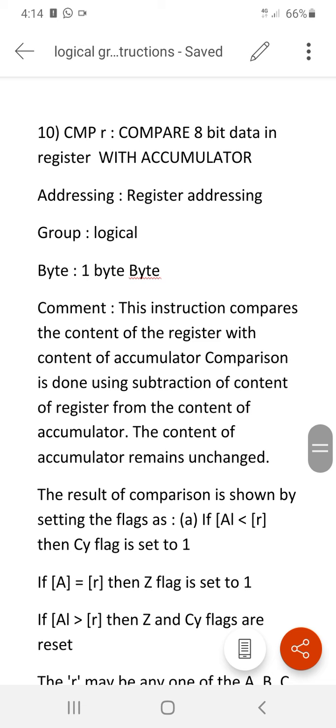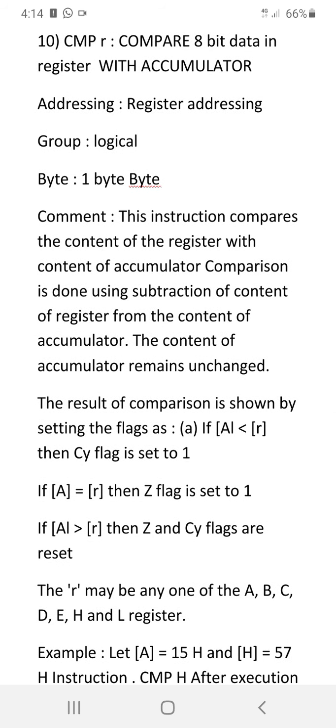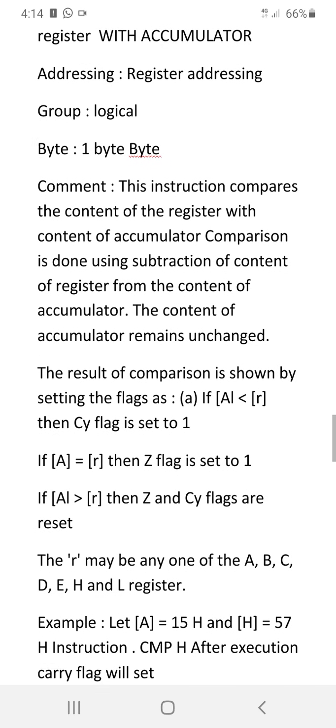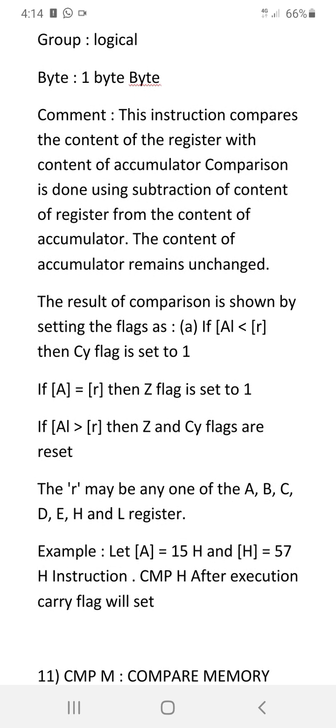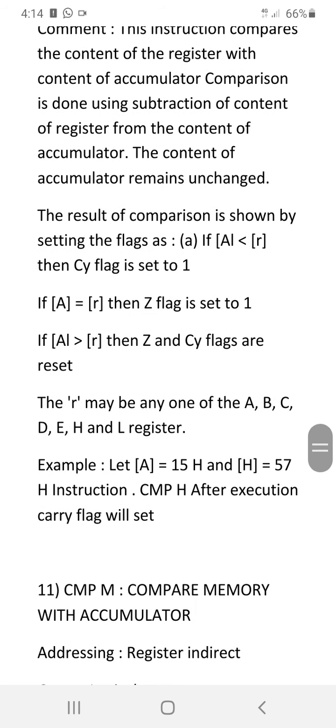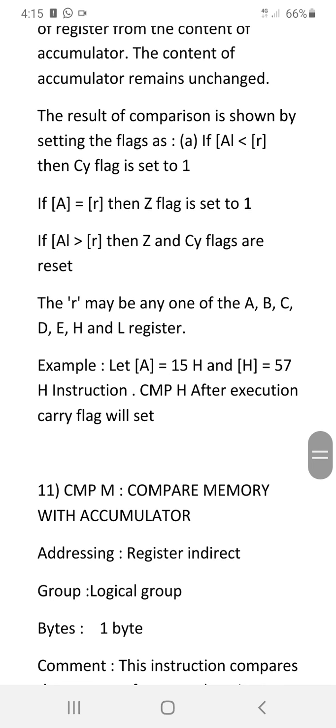So according to where the data is stored, there are the following three instructions. First is compare R, CMP R. It compares 8-bit data in a register with the accumulator. Of course, it is a register addressing mode instruction, 1 byte instruction. This instruction compares the content of the register with the content of the accumulator, and this comparison is done using the subtraction method from the accumulator. As said earlier, the result is shown by the carry or zero flag. It is not shown by the accumulator or that register because they keep their own contents.